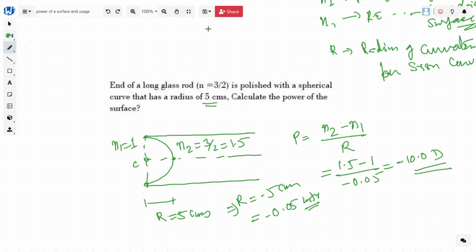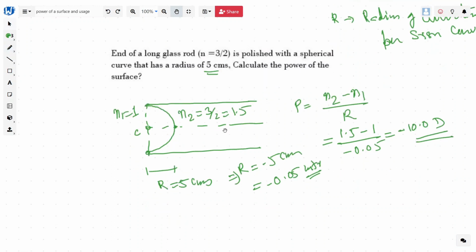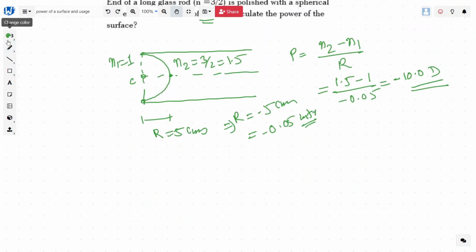Okay, now instead of assuming it concave, we can also assume that it is convex.